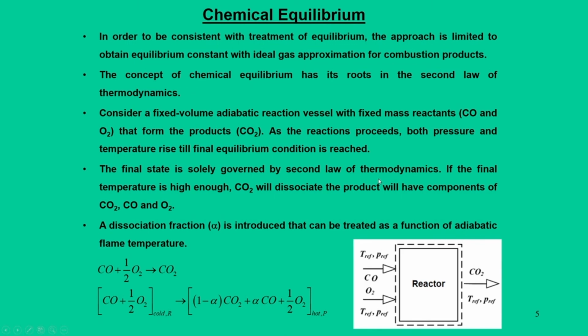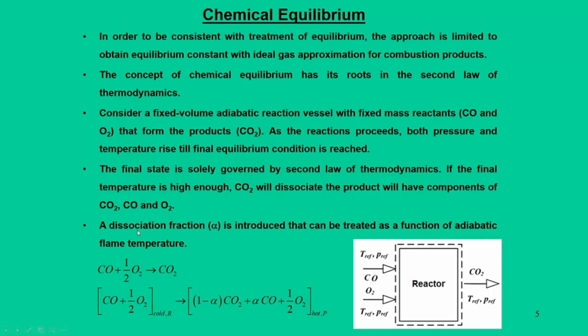And that second law of thermodynamics, the parameter we are going to find is nothing but your entropy. So, if the final temperature is not high enough, then CO2 will dissociate and the products will have components CO2, CO and O2. So, basically if it has not achieved these equilibrium conditions, the product will have some intermediate components. Now, to account for this fact, let us introduce the parameter alpha, which we call the dissociation fraction, and this can be treated as a function of adiabatic flame temperature.